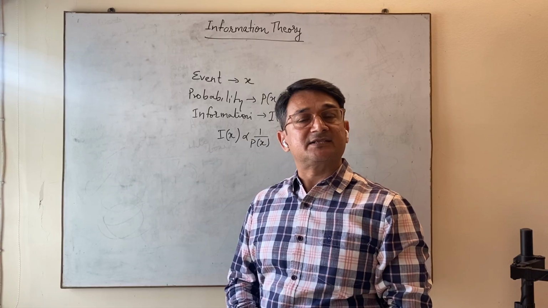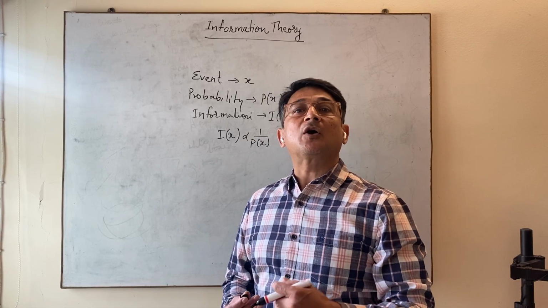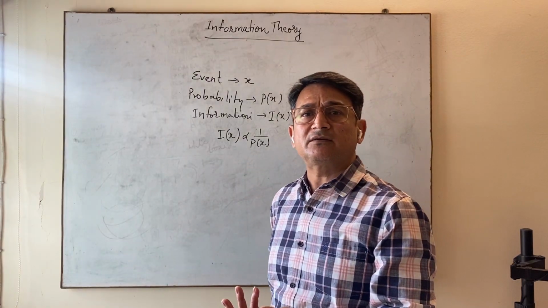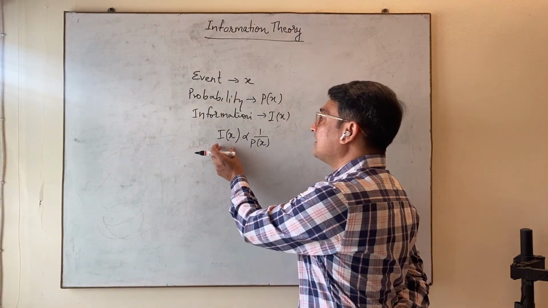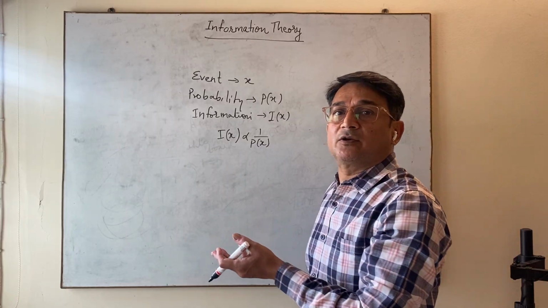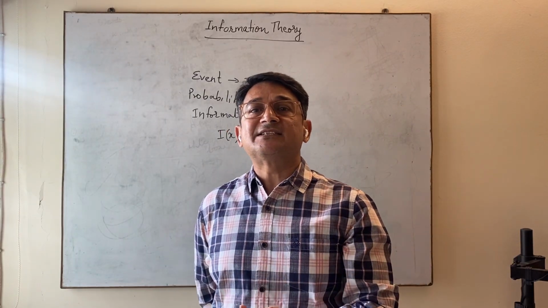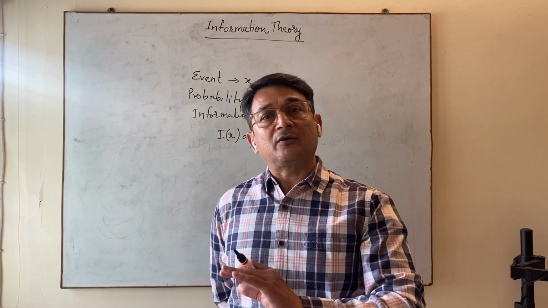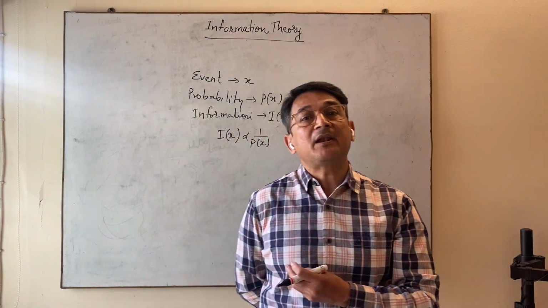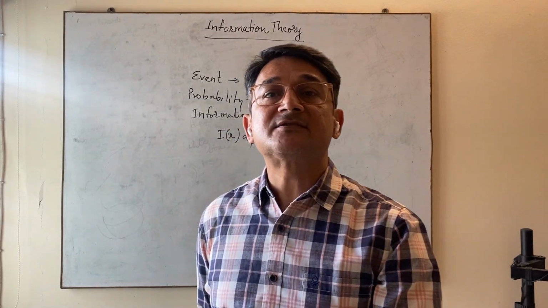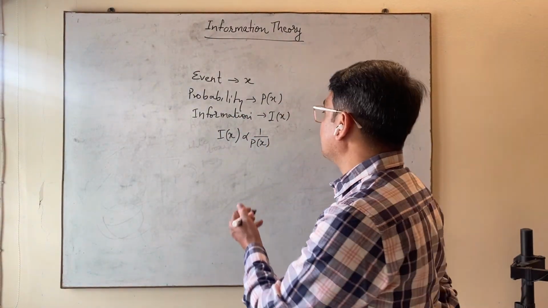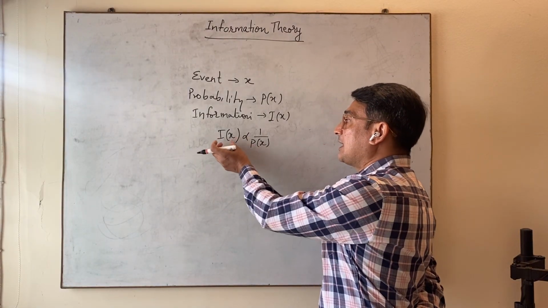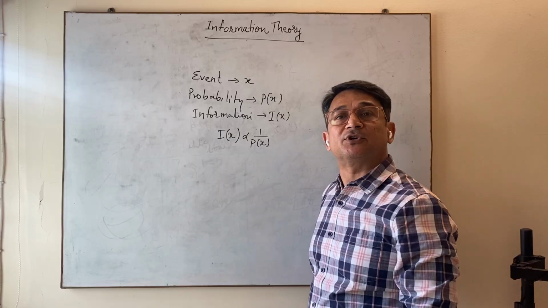How is information inversely proportional to P of X? Let us take an example. If a dog bites a man, what is the probability of that event? Mostly on the higher side. So the information content in that event is less, because it doesn't contain any information. But on the other hand, if I say a man bites a dog, the probability of that event is almost zero or negligible. So the information content in that event is very high.